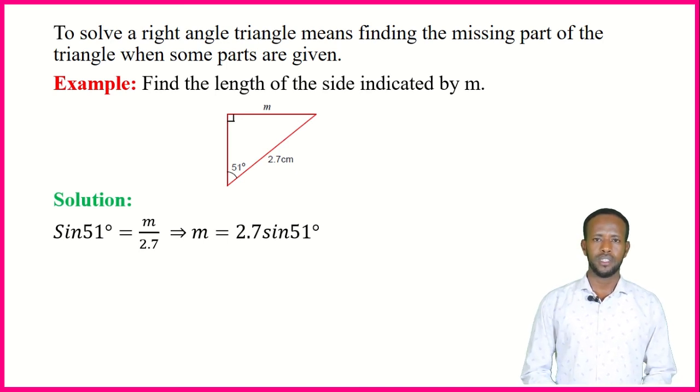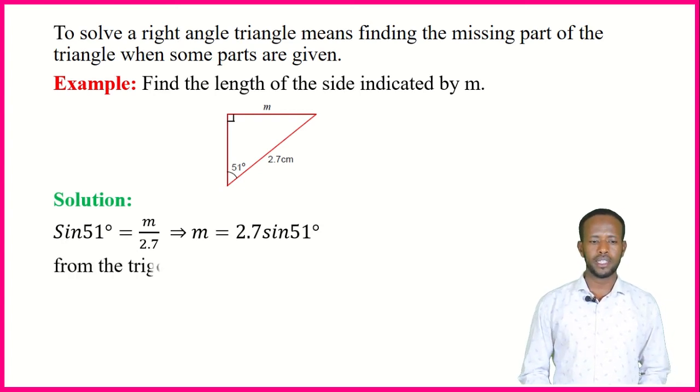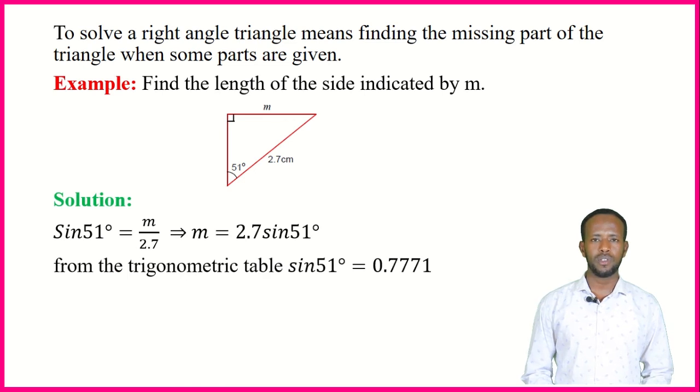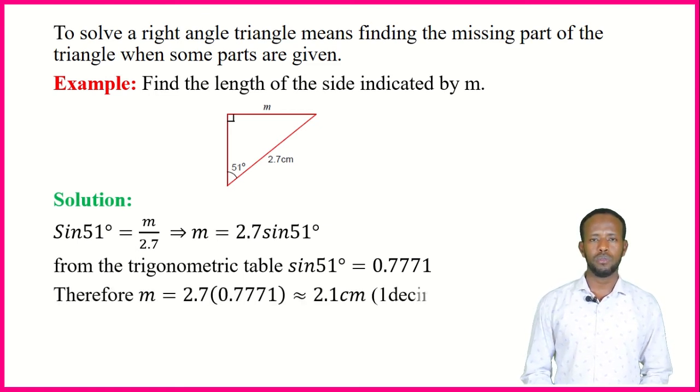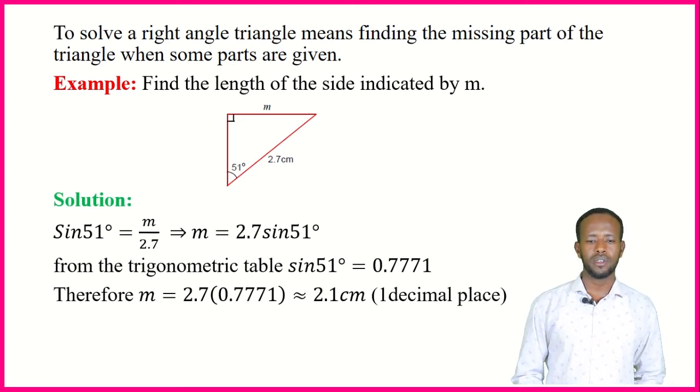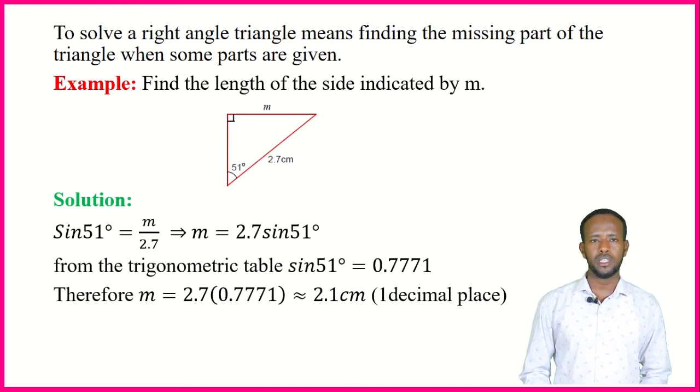Very good. So you can find this, isn't it? When you search this from the table, you will get a value like this from the trigonometric table. Sine of 51 degrees is equal to what? 0.7771. So now we can multiply. Therefore, M is equal to 2.7 times 0.771, and this is approximately 2.1 centimeters when we make one decimal place.